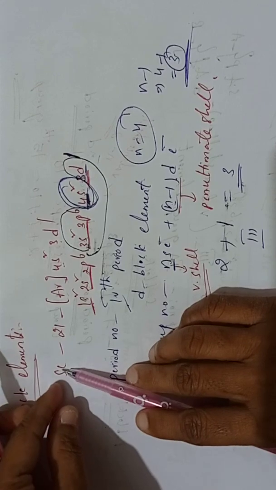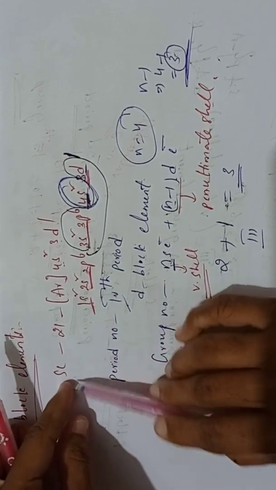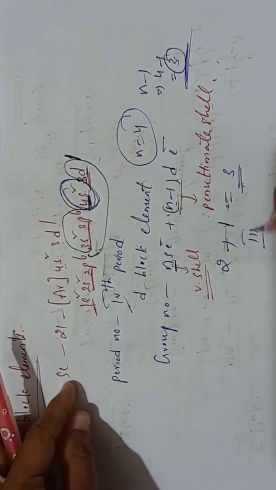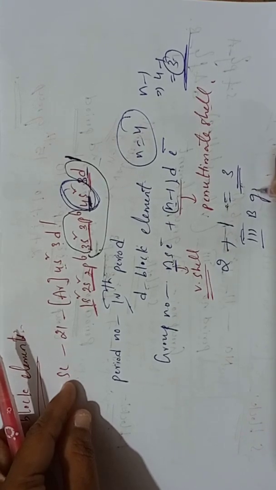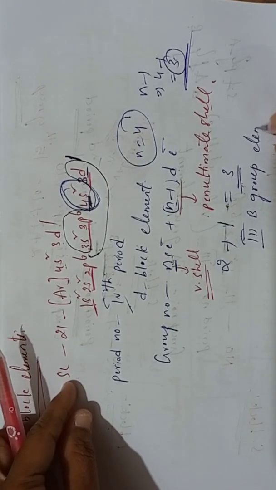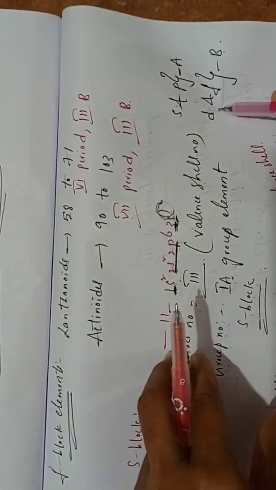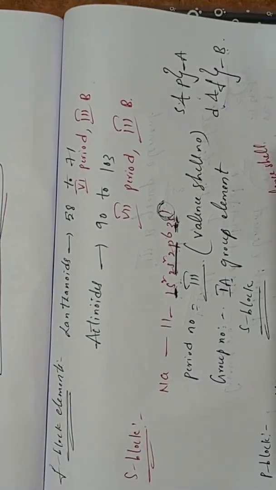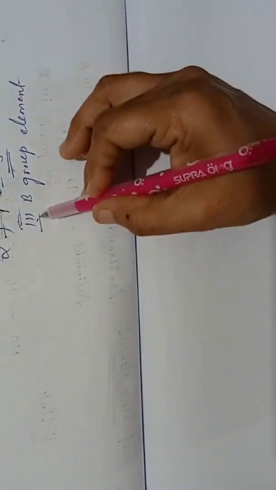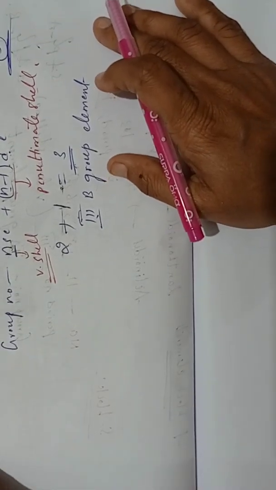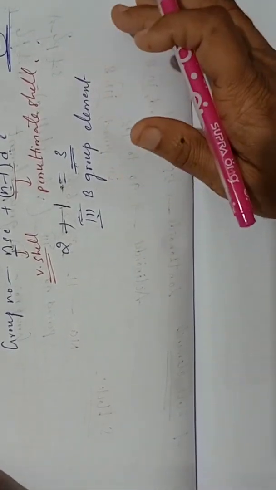Scandium is which group element? It is a third B group element. Are you clear on this? Because it is a third group element, but it is a d block element. I told you d block elements belong to the B group. So that's why you have to take it as a third B group element. Clear? This is about the d block elements, students.